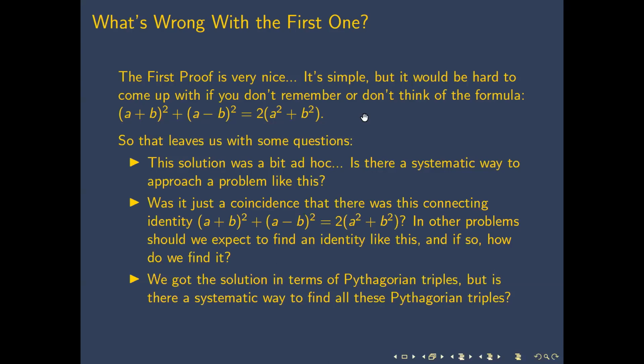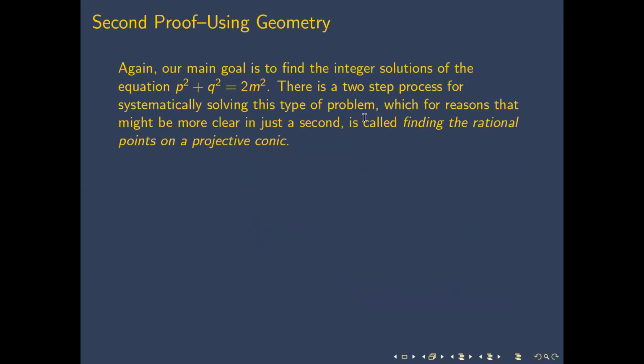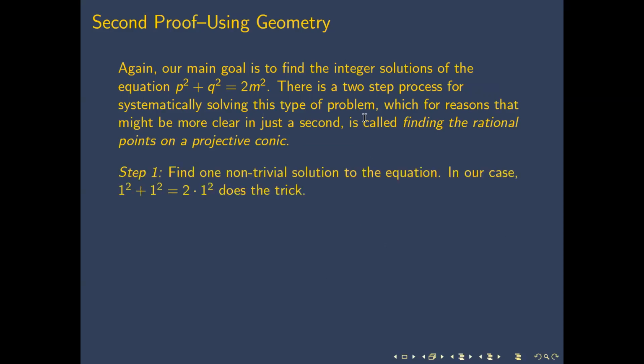So let's try going about it a different way. Again, really what we need to do is find the integer solutions of p squared plus q squared is 2m squared. The name of this process, if you want to learn more, is called finding the rational points on a projective conic. Hopefully, those words will make a little more sense in context as we go along. But anyway, the first step is just to find one non-trivial solution.